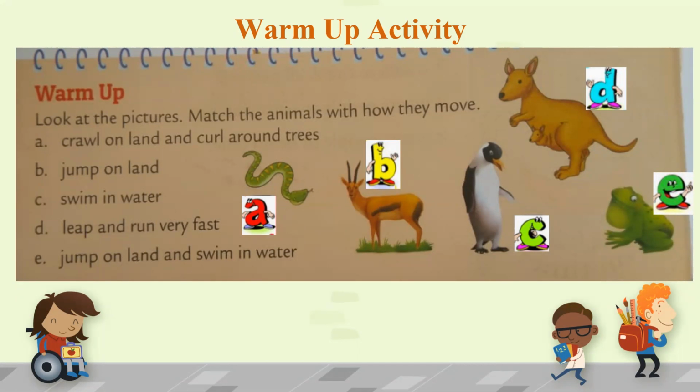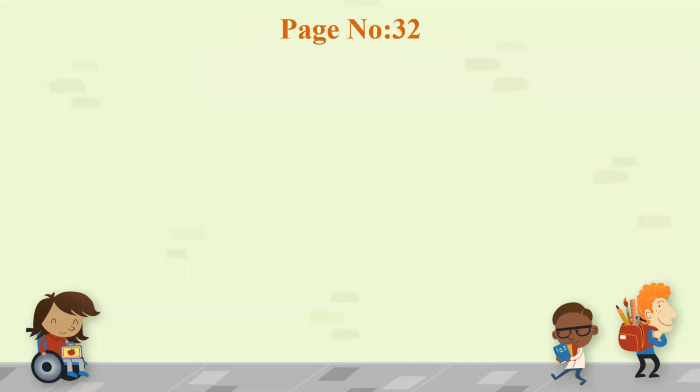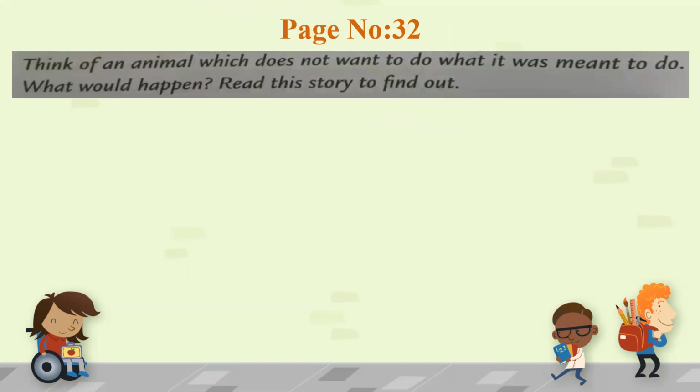So let us move on to our lesson. Page number 32. Think of an animal which does not want to do what it was meant to do. What would happen? Read the story to find out. For example, monkeys climb the tree, they live on the tree. Just imagine if they don't want to live on the tree, they want to live in water. Then what may happen, my dear little ones? We are going to see which is the animal which does not want to do what it was meant to do and what will happen at the end.